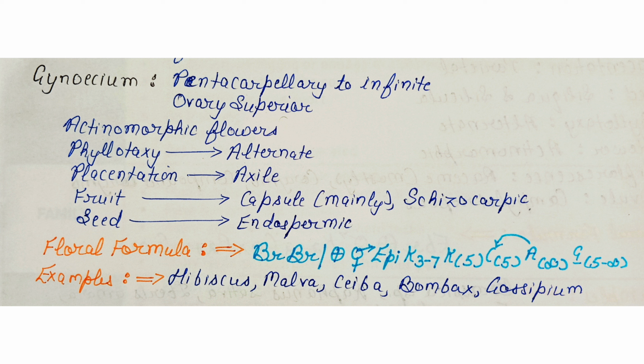Examples include Hibiscus species like Hibiscus rosa-sinensis, that is China rose. Hibiscus cannabinus known as Patsan. Patsan is a fiber-yielding plant. Malva known as mallow and Ceiba is known as kapok. Malva is a medicinal plant. Gossypium species includes the cotton plant.